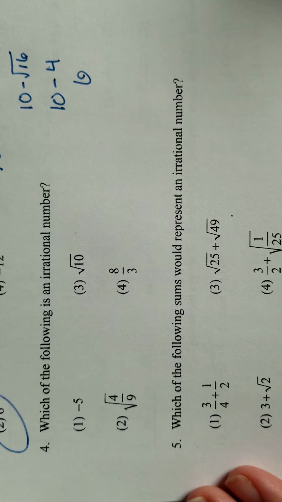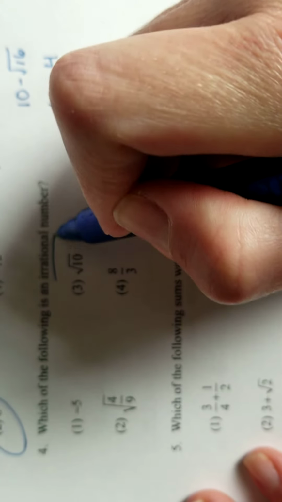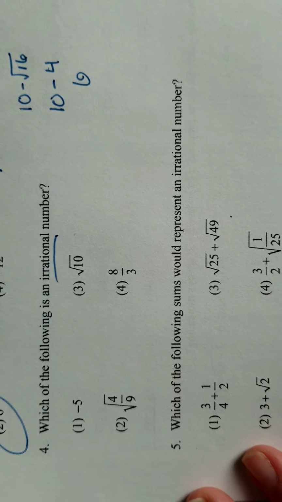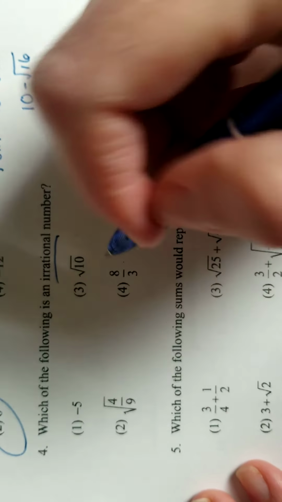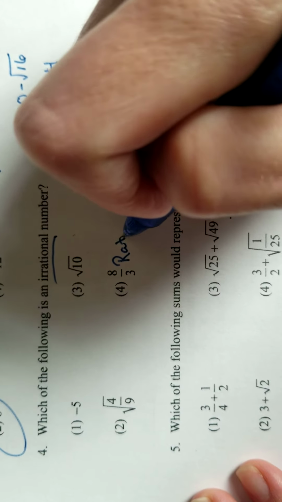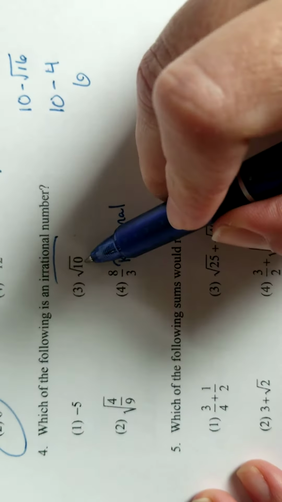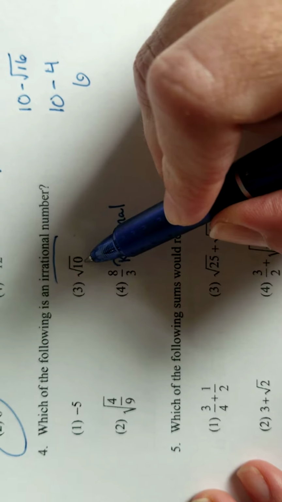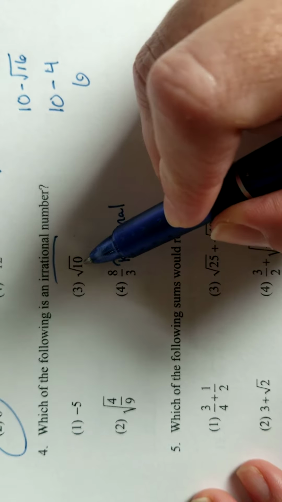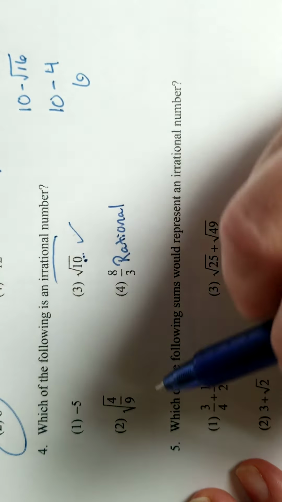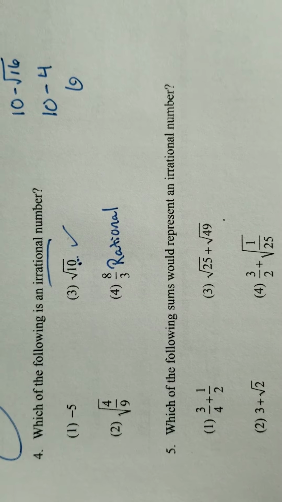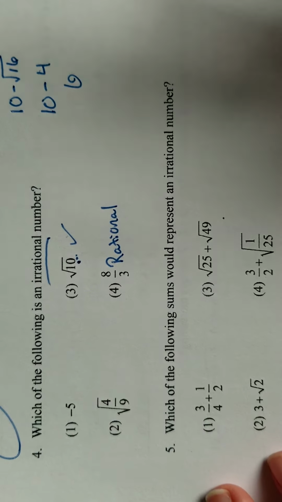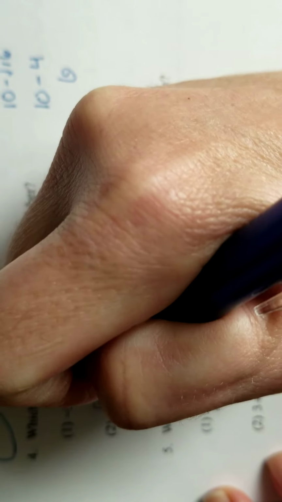Number 4, which of the following is irrational? So remember, irrational, we cannot write these as a fraction. Rational means fraction, so this one is rational. The square root of 10, notice it is not a perfect square, so this one is irrational. The square root of 4 over 9. Negative 5, we could write that as a fraction, so that of course is rational.